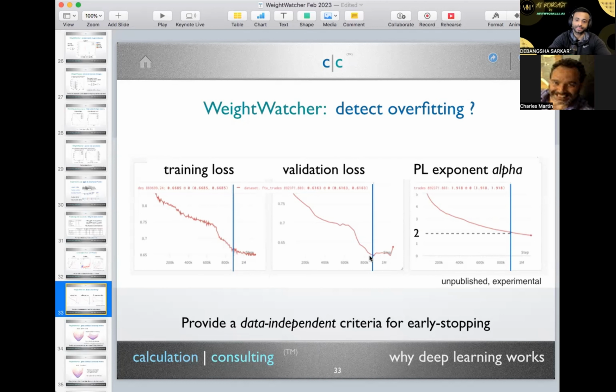He gave me these plots; I didn't generate them. He found that when the validation loss went up, alpha crossed 2. That's brilliant, exactly predicted by the theory. Alpha equals 2 is the transition point between being heavy-tailed and being very heavy-tailed. That really shocked me.